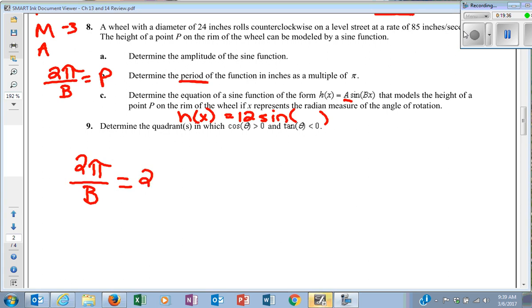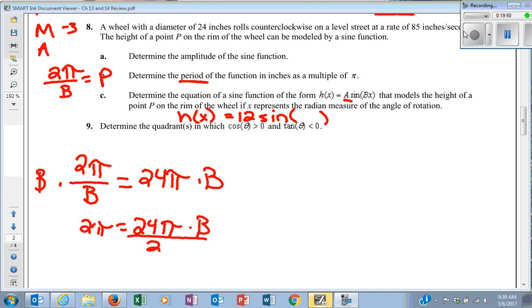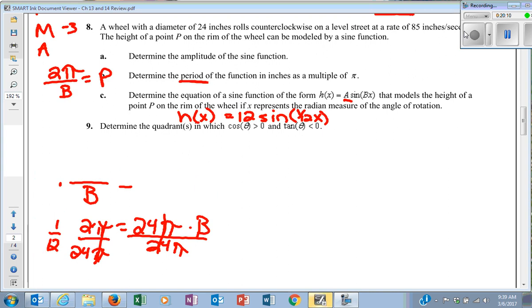So if I look at this, I have 2 pi divided by b is supposed to equal 24 pi. So here's what I have to do. I have to times by b, and I get 2 pi equals 24 pi times b. And then divide by 24 pi. That cancels this side. Divide by 24 pi. The pi's cancel out. This reduces to 1/12. So I know that my b is 1/12. So in here, it's going to be 1/12 x. And that's how I got my final equation for that one.